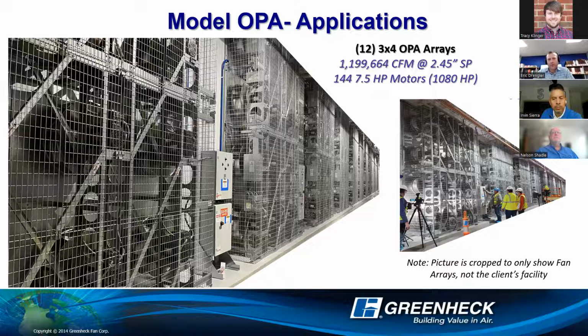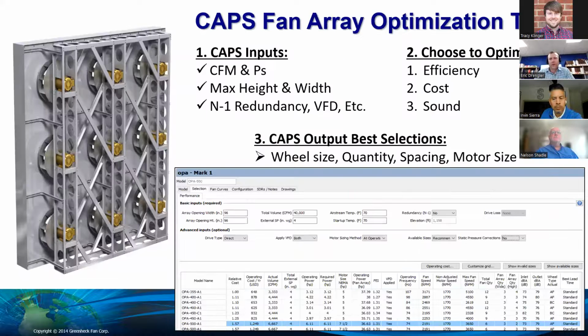And basically what we're able to do is take that data and then commercialize it into our selection software. So if you're familiar with our CAP software, you can go in and look at open fanneries, either OPA or MOA, and put in the volume, pressure, and basically the envelope of fannery you're looking for, and then optimize based on whatever's important for that application, whether it's efficiency, power consumption, maybe cost, initial purchase price, sound. You can kind of slice and dice this several different ways depending upon what's important for your client from a fan array application standpoint.